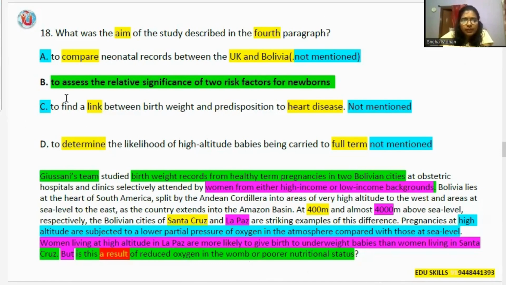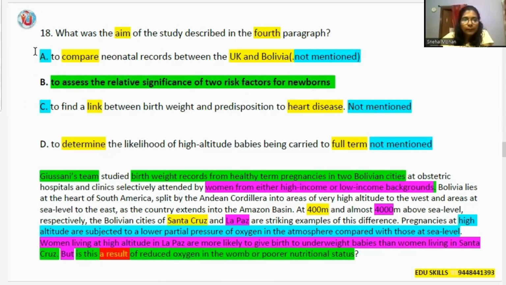See, the answer option B says to assess the relative significance, that is relative importance, of two risk factors for newborns. That is mainly the result, that is reduced oxygen in the womb, one risk factor, and the other one is poorer nutritional status of women. So what was the aim of the study described in the fourth paragraph? The aim of the study was to assess the relative significance of two risk factors for newborns. Next, this is the correct answer, option B.